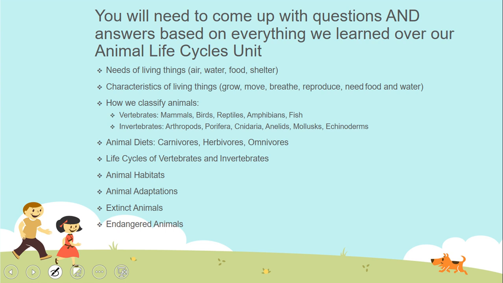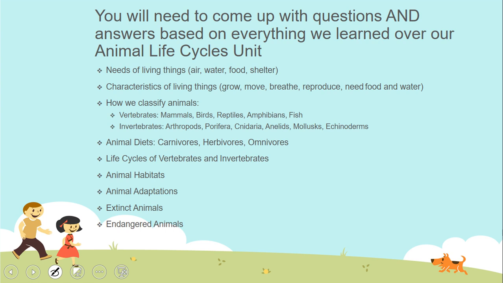Then we talked about how we classify animals, and remember that we classified animals into two groups: vertebrates, animals with backbones, and invertebrates, animals that do not have a backbone. And then we classified those groups further. So remember that for vertebrates, we have mammals, birds, reptiles, amphibians, and fish. So we classified vertebrates into 5 groups. And for invertebrates, we classified them into arthropods, porifera, cnidaria, annelids, mollusks, and echinoderms. So we classified those into 6 groups.